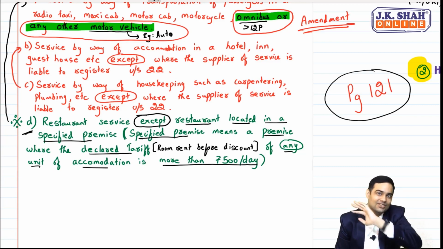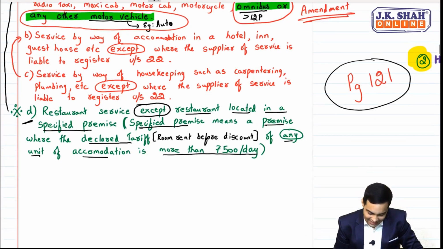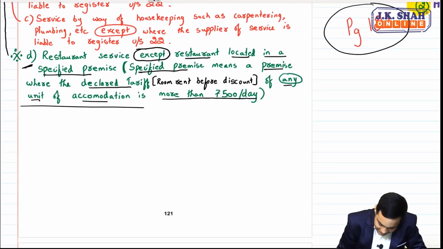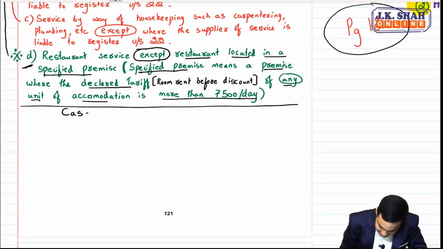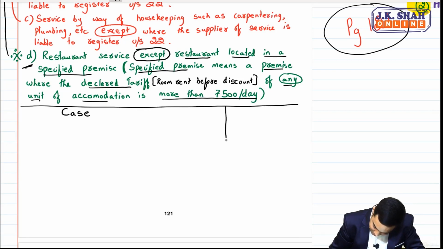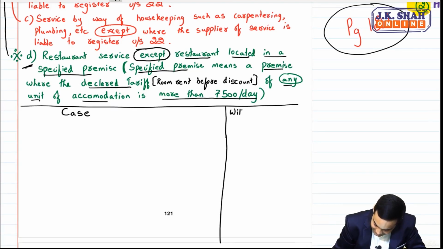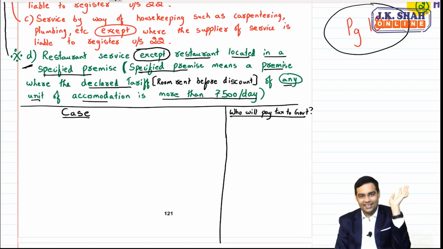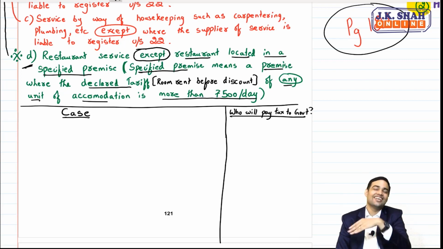Let's take some examples of all these together. Let's see what you do. We'll write some examples. I will give you the case. You will have to tell me, or think at your place, who will pay the tax. Have two columns, case and second column, who will pay tax to government. Let's see whether you are able to identify whether it's a case of 9.1, that is forward charge, or a case of 9.5, that is the e-commerce operator responsible to pay tax.